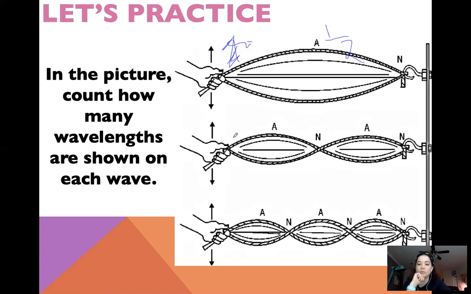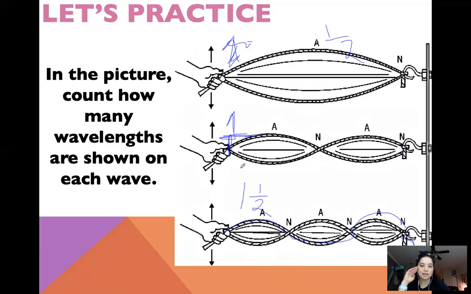What about number 2? I see 1 full wavelength, right? We've got from here, up 1 full crest, down 1 full trough. That makes it 1 full wavelength because this is 1 rope that is moving up and down, okay? Depending on the speed that you move it, we get different numbers of wavelengths. This one right here, let's count them. I've got 1 1/2. So I've got 1 full wavelength plus 1/2 of a wavelength being shown.